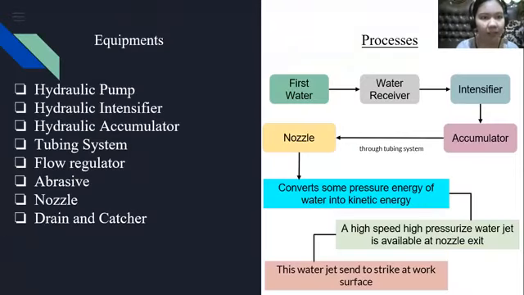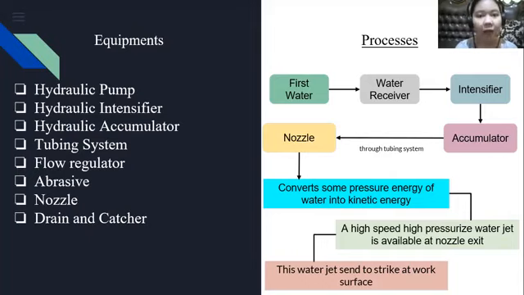Now, I would like to explain about the equipment of the water jet machining itself. The first is the hydraulic pump. In the water jet machining process, a hydraulic pump is used to pump the water from the storage tank for the machining process. It is connected to an electric motor of about 100 horsepower. The second one is the hydraulic intensifier. As the name implies, it is used to increase the water pressure for further process. The hydraulic intensifier accepts water from the pump at a small pressure of about 4 bar. The water pressure at the outlet of the intensifier is about 3,000 to 4,000 bars.